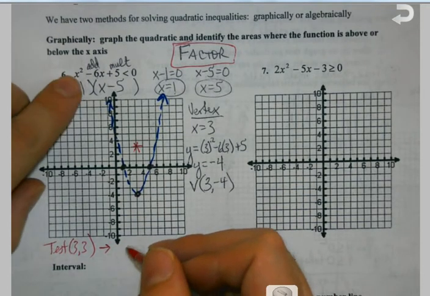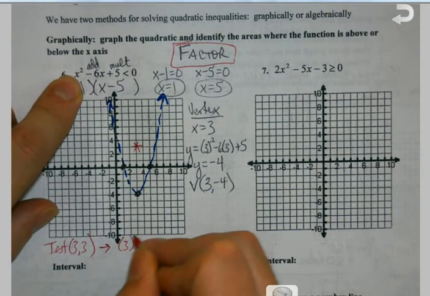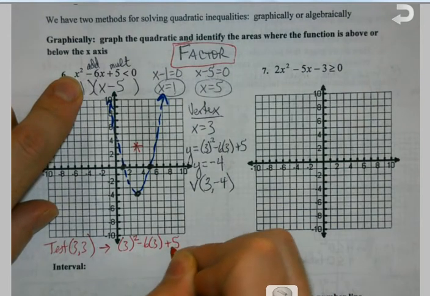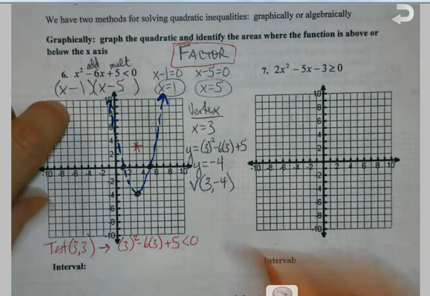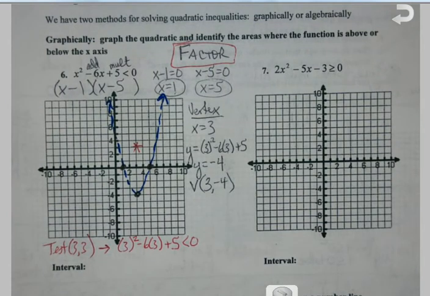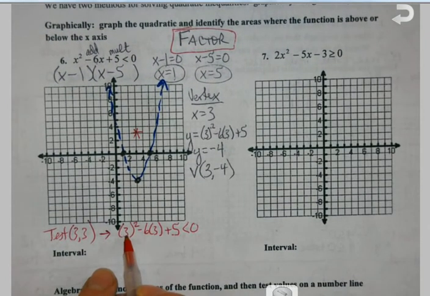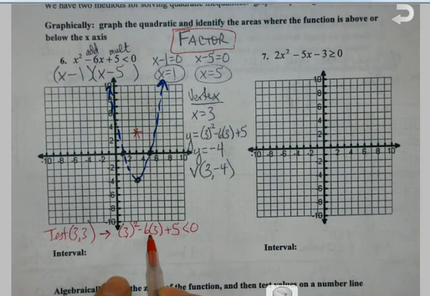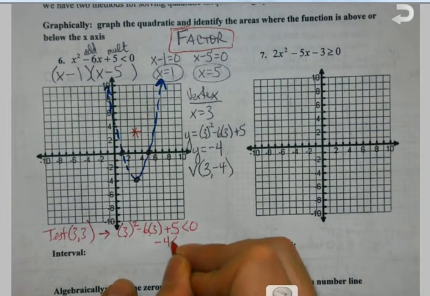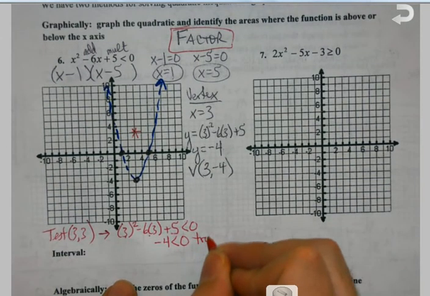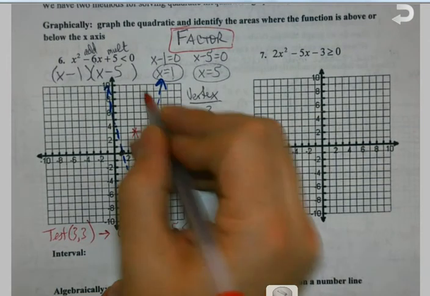Whatever's there. So I've got 3 squared minus 6 times 3 plus 5 is less than 0. I'll still use the less than 0 part because I need something to compare to. So 9 minus 18 would be negative 9, plus 5 is negative 4. Is negative 4 less than 0? Yes, that is true. So it's on the inside.